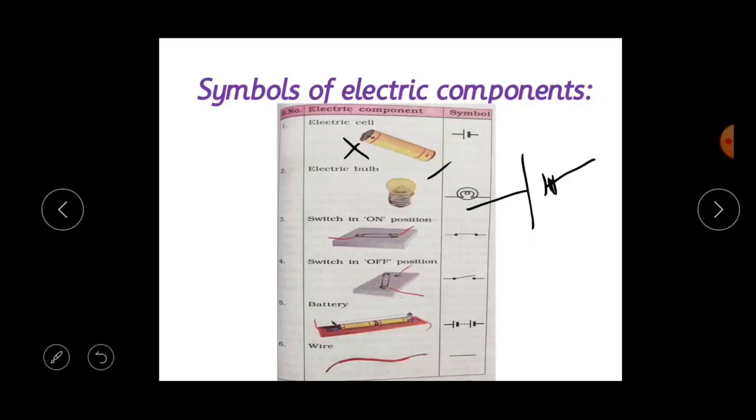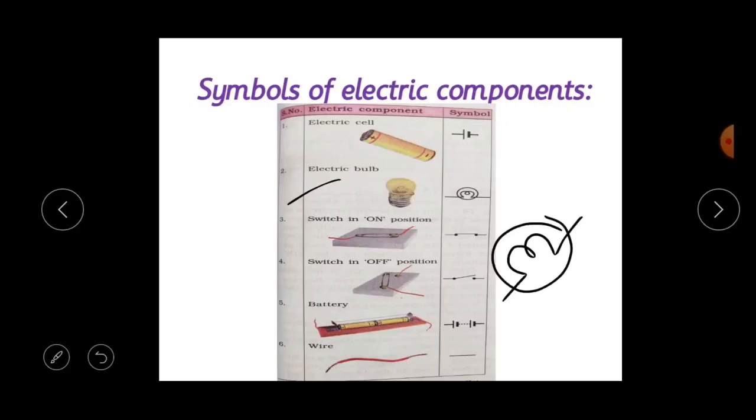The next component is the electric bulb. So children, what is this? This is an electric bulb, isn't it? So this is the symbol of the electric bulb. While drawing the circuit diagram, you have to use this kind of symbol to represent it. Okay, if you are drawing like this, it means it is a bulb. It is like this. So this is the symbol of the electric bulb.